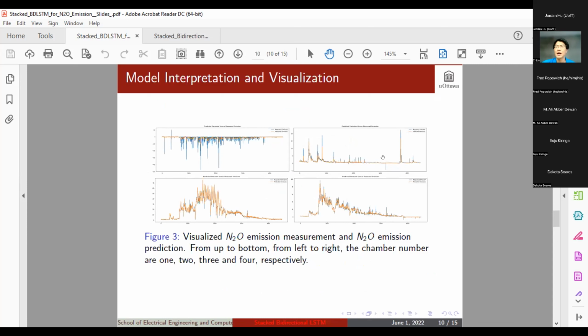And this is the result we get from the prediction using the LSTM to predict the emission of nitrous oxide. We can see that the blue line is the actual data, and the yellow line is the predicted data. We can see that the predicted data actually can follow closely to the actual data.